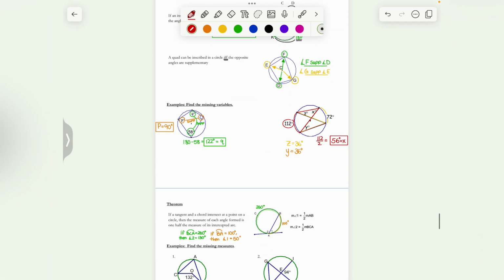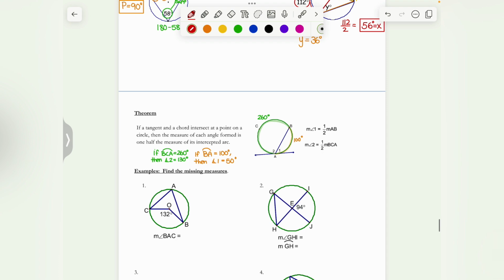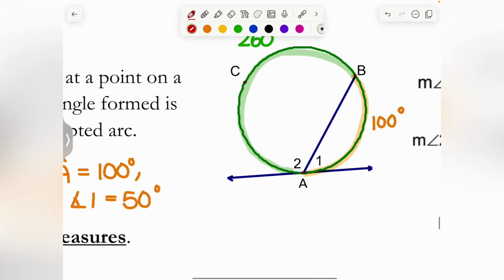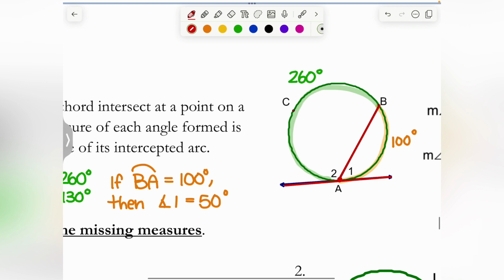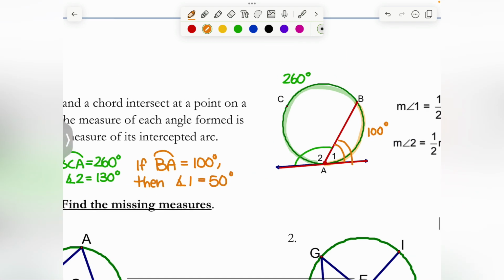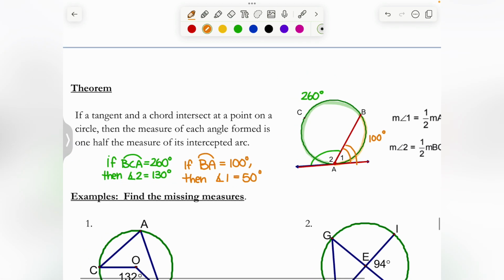Okay, a couple more theorems and then we'll be done. So this last theorem, and then we just have some problems to do, is an interesting one. If I have a tangent line here, okay, and then a chord that takes that tangent and connects that point of tangency to another point, it creates these two angles. So I have this angle 2 right here, and then I also have this angle 1, which these angles are not totally inside the circle. However, there's still a relationship between the arcs that it creates.